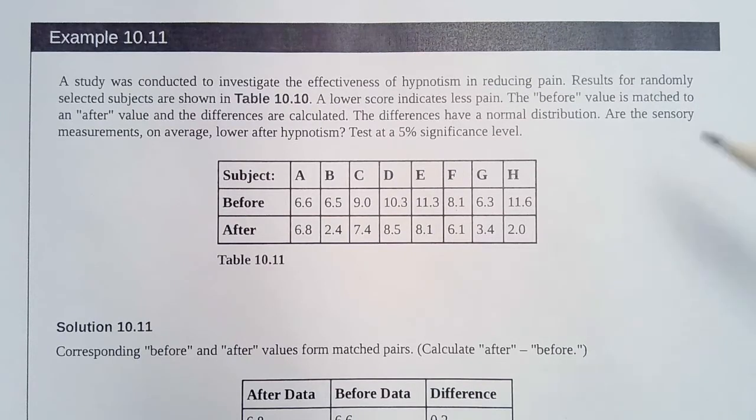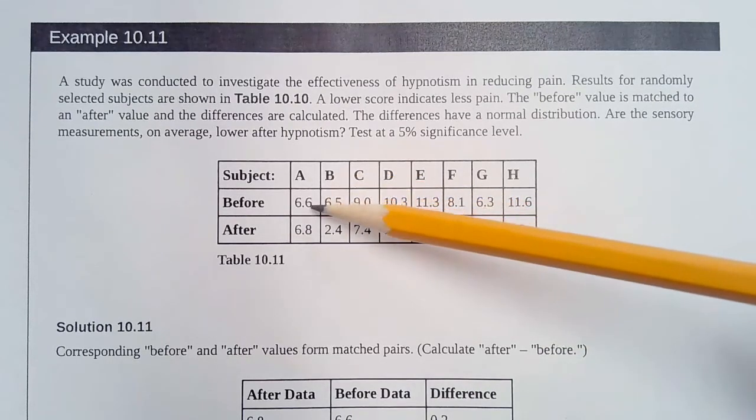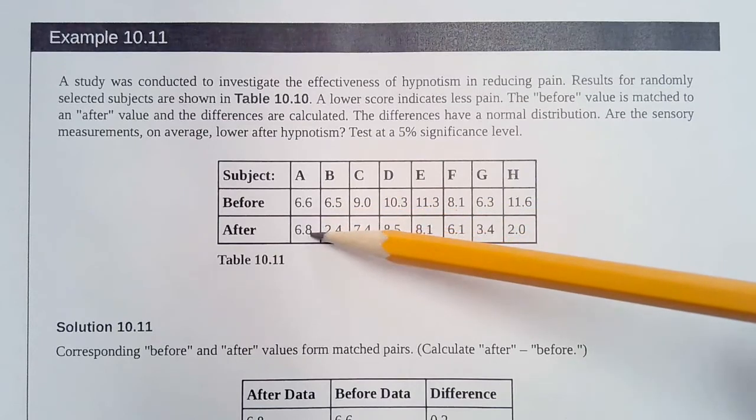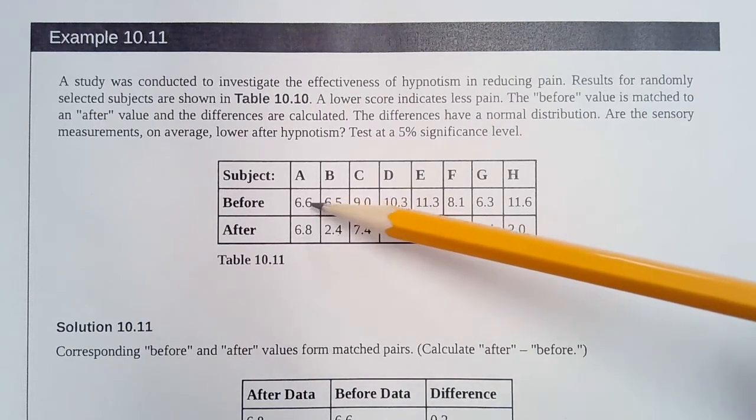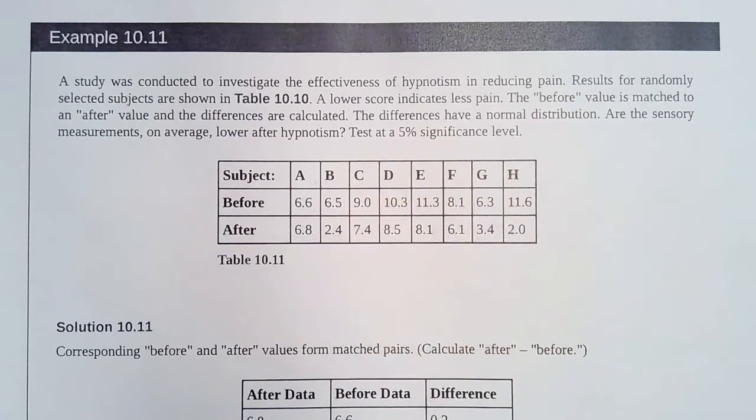We're taking measurements from the same person. So the before and the after. Before and after. If you look at before, that's before the hypnosis, and that's after the hypnosis. Now we're going to do the test with a 5% significance level.